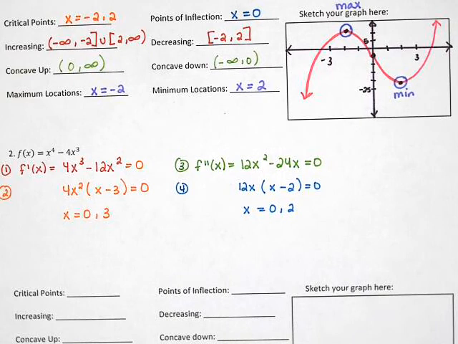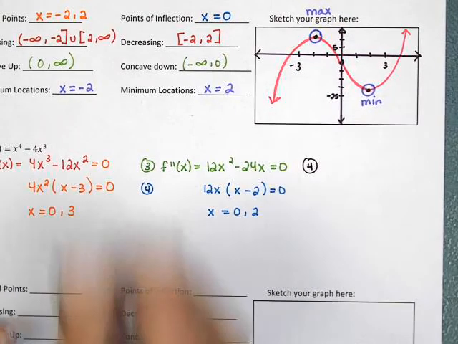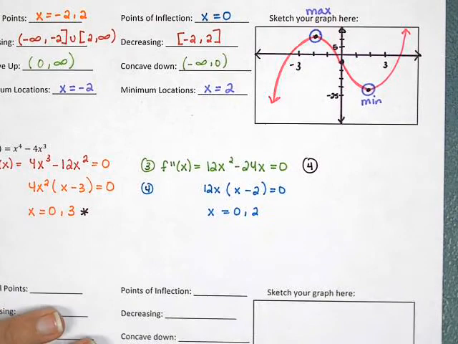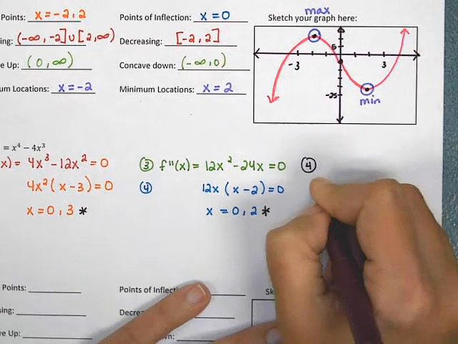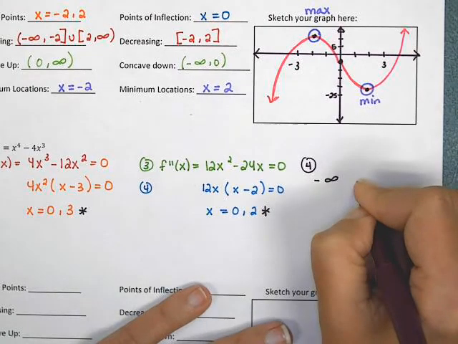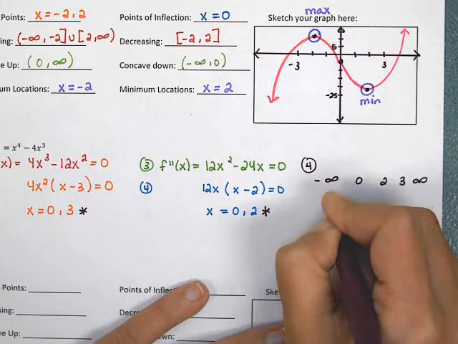Next, I would make a table. In my table, I'm going to include all of the points I got from my first derivative being equal to 0 and all the points I got from the second derivative being equal to 0. So I'm going to start at -infinity, and then I'm going to put these in order. So 0, 2, 3, and infinity.